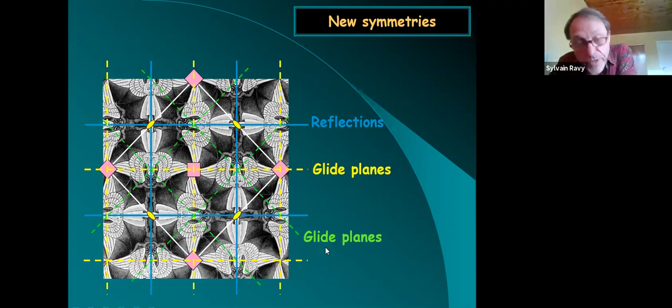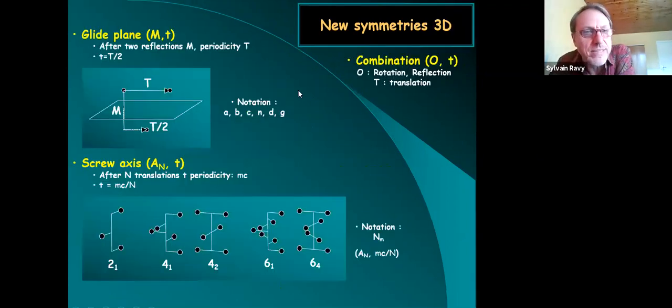Okay, so sorry, there is another type of glide plane. So you see that this tessellation is quite complicated. You have rotation, different types of rotation, different types of reflection, glide planes, two types of glide planes. So that's not easy to find all. This is the name of the group, whatever. Sorry for the E, that's French.